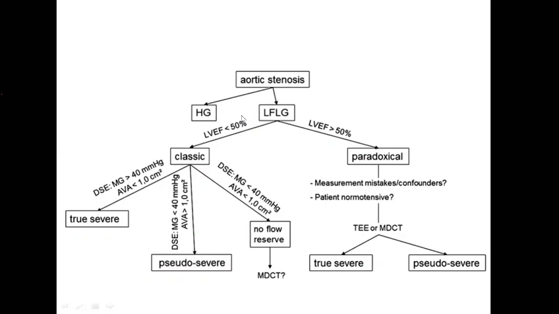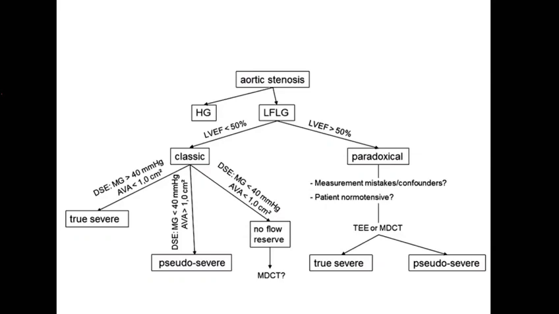So as long as you can document a good contractile reserve with dobutamine and then also document that the aortic valve is actually narrowed, then despite low ejection fractions, almost all of these people have a very good response to aortic valve replacement. So as soon as the increased afterload is taken off, despite the low ejection fractions, they do well.